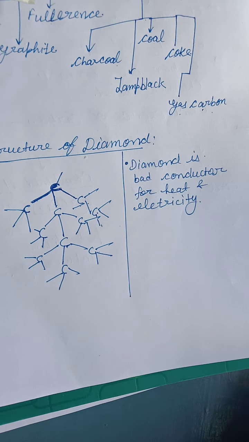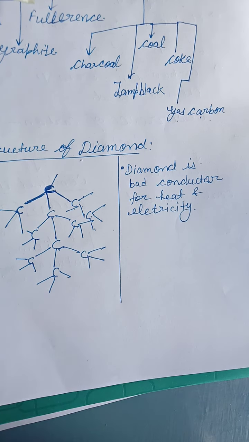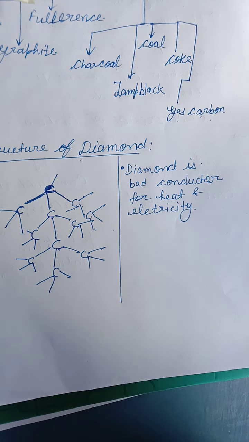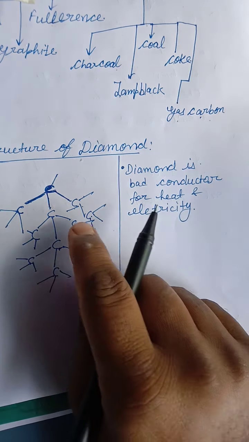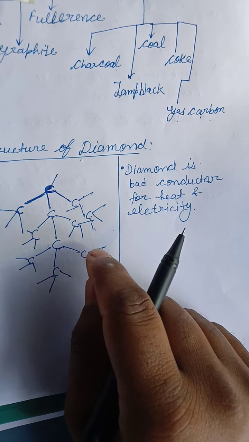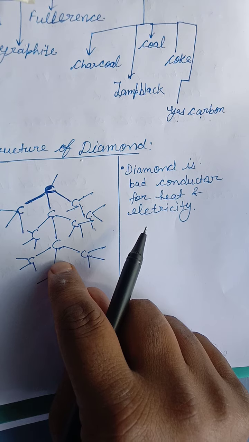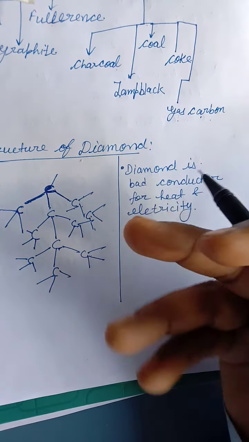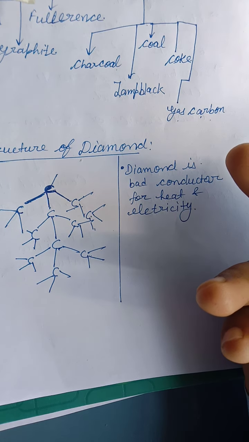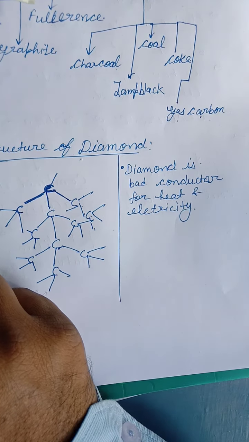Is it clear, my dear? See, once again I am telling, conductivity is because of the valence electron. If not valence electron, free electron. So if any free electron is present, then it will show conductivity. Since in the diamond all the valence electrons participate in the bond formation, so no free electron, no conductivity. Understood, my dear? This is clear.